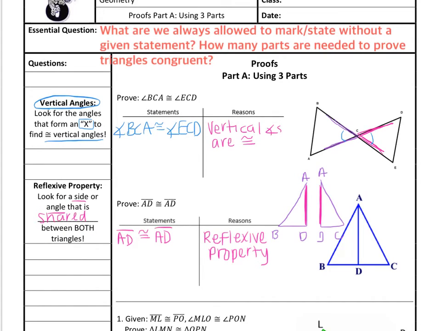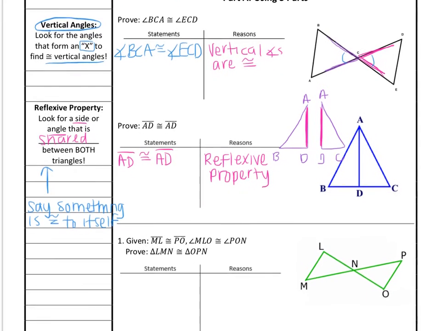So again, reflexive property allows you to say something is congruent to itself. Maybe we want to jot that down off to the side. Something is congruent to itself. You can kind of think about it in terms of real life with looking at yourself in a mirror. When you look in a mirror, you see your reflection, you see your exact self. So here, reflexive property allows AD to see its exact self. AD is congruent to AD.